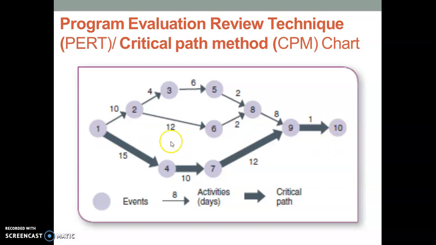There might be a possibility that we can complete this event by following the path of 1, 4, 7, 9, 10, or there can be a path of completion with respect to 1, 2, 3, 5, 8, 9, 10. There can also be a path 1, 2, 6, 8, 9, 10. So all these are the different paths available through which we can accomplish our task and reach the ultimate event which we want to achieve.